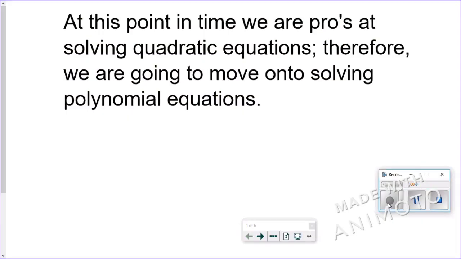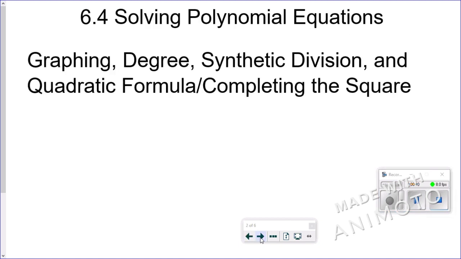Okay, at this point in time, we're pros at solving quadratic equations. Therefore, we're going to move on to solving a little bit more difficult problems like polynomial equations. So this is 6.4, solving polynomial equations. There's a lot of different ways we could do it.